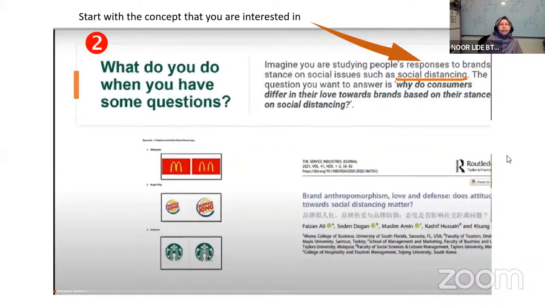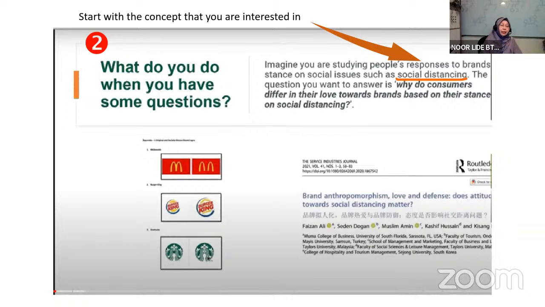The second one that I found, which I think is also quite nice, is about what you do when you have questions. So this person said you can start with, let's say, your student is interested in a social issue related to brand stance. Every time Israel bombs Palestine, we decide that we will not buy McDonald's or Starbucks. Then when that dies off, we go back to our McDonald's and our Starbucks.